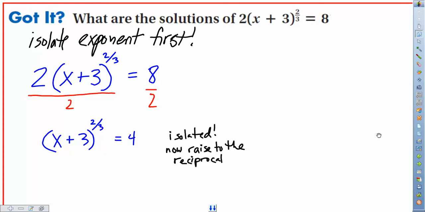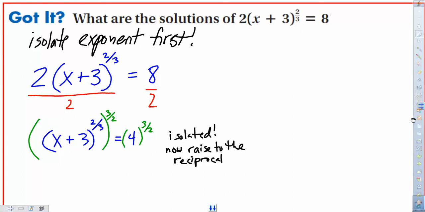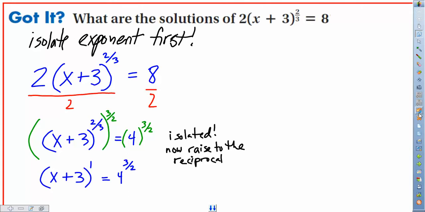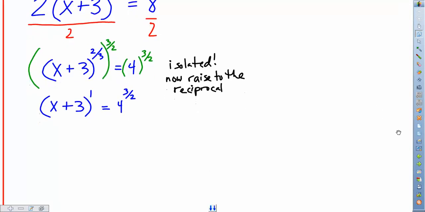So now that we have successfully isolated that rational exponent, to solve, let's raise both sides to the reciprocal. So what's the reciprocal here of 2/3? It would be 3/2. So we're going to raise both sides to the 3/2 power. Okay? So what happens on the left? On the left side, all that's left is that x plus 3 to the first power, right? And then we have that 4 to the 3/2.